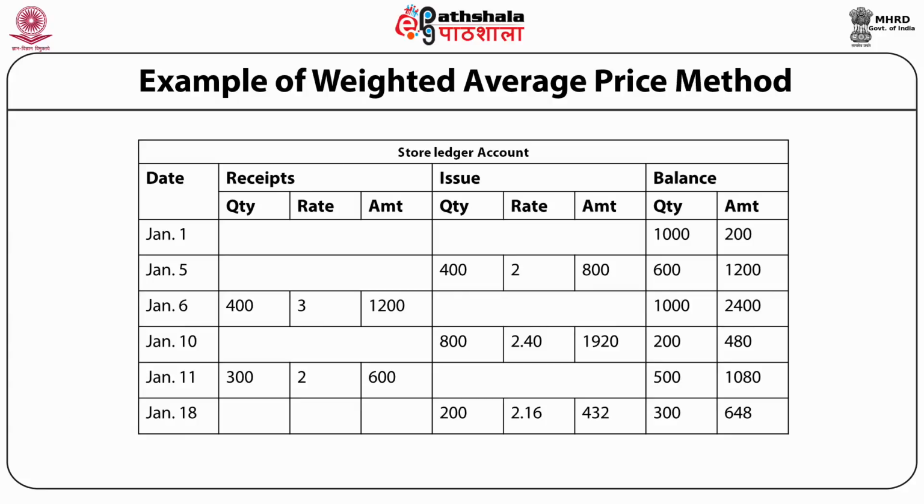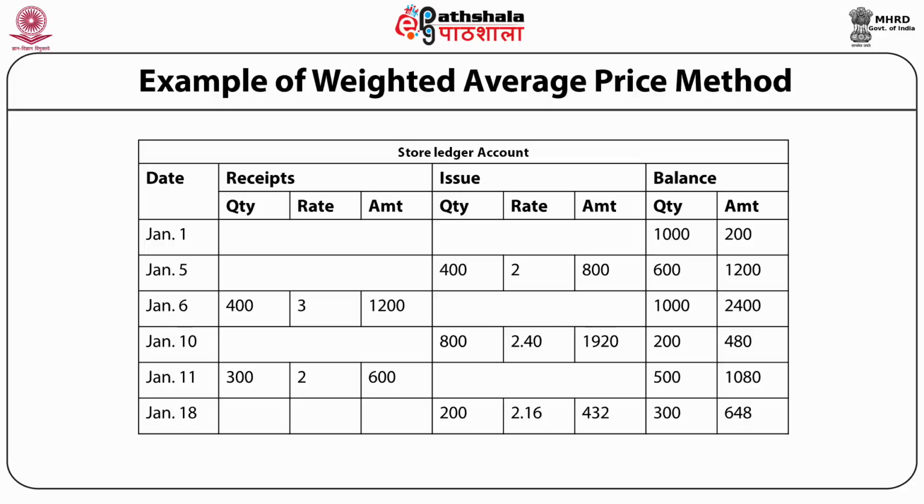It shows that on 1st January, there was a balance of 1000 units. On January 5th, 400 units were issued. The balance was 600 units. And on 6th January, 400 additional units were purchased at the rate of 3. Total balance was 1000 units and the cost was 2400.